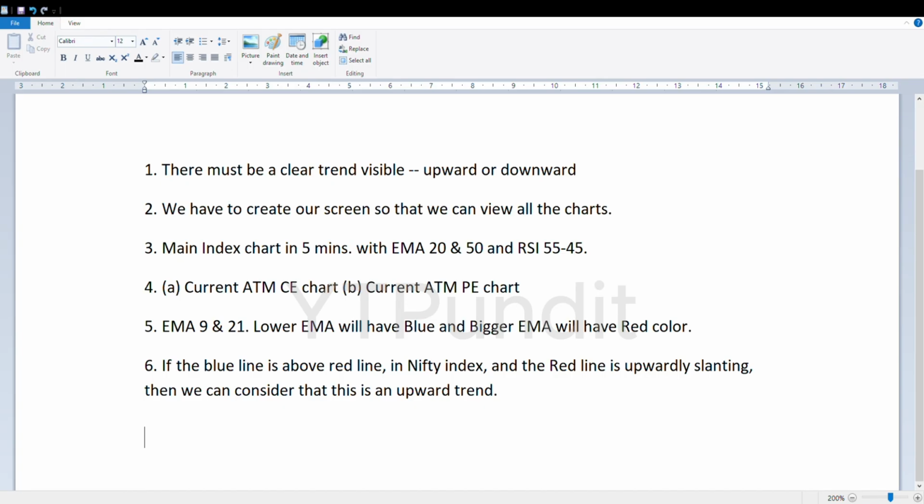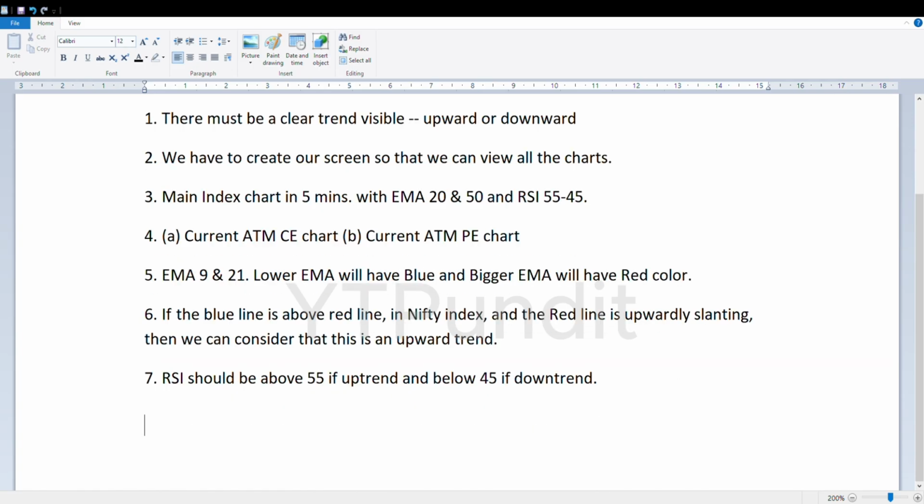Another thing is that RSI should be above 55 if uptrend and below 45 if downtrend. This is in the index. Okay. Now I will write down the strategy, then I will show it while creating the charts.